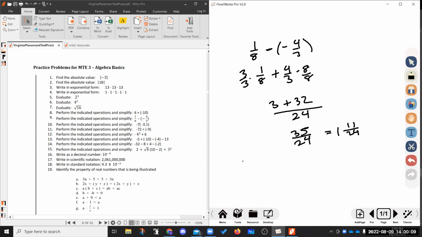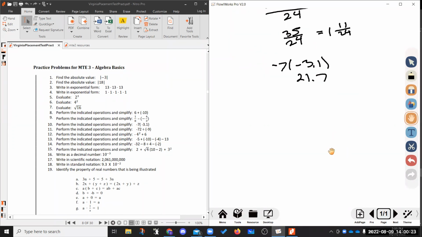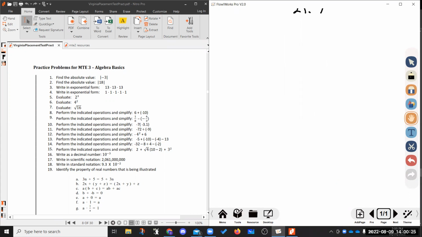All right. Number 10 asks us to multiply -7 times -3 and a tenth. So that's going to be 21 and 7/10. A negative times a negative is a positive. Next, we want -72 divided by -9. Again, a negative divided by a negative is a positive. 72 divided by 9 is 8.